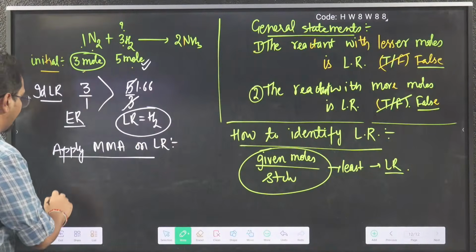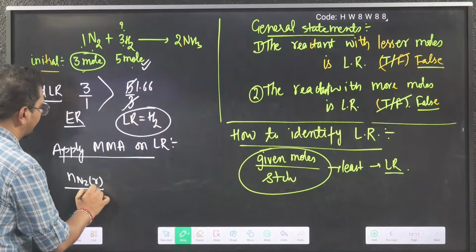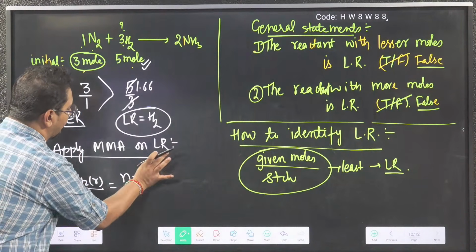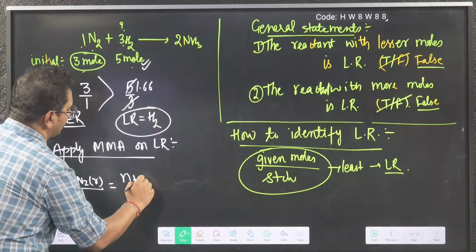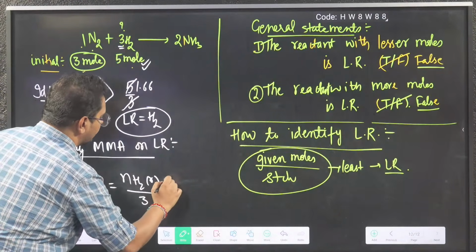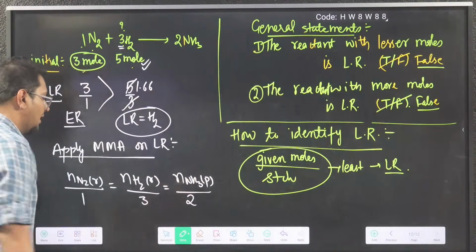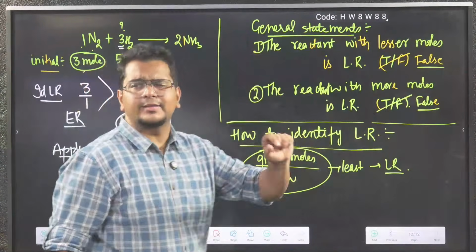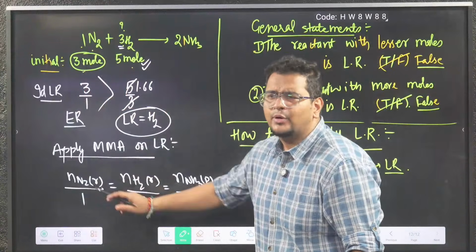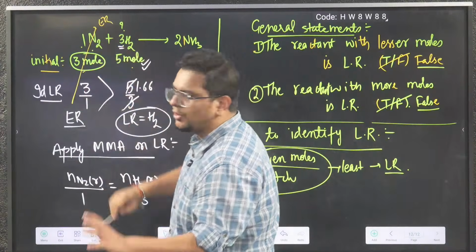Now we will apply mole analysis on LR. Firstly, I will apply the mole analysis. Moles of nitrogen reacted by 1 is reacted moles of hydrogen by 3, is the produced moles of ammonia by 2. Now in this mole analysis equation, which value can I put? Can I put nitrogen? Nitrogen is the excess reagent, ignore it, you cannot put that value.